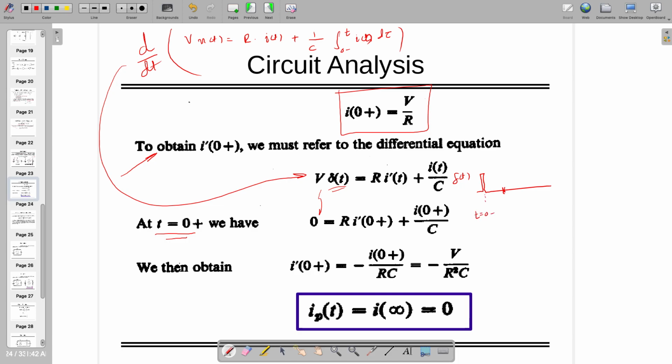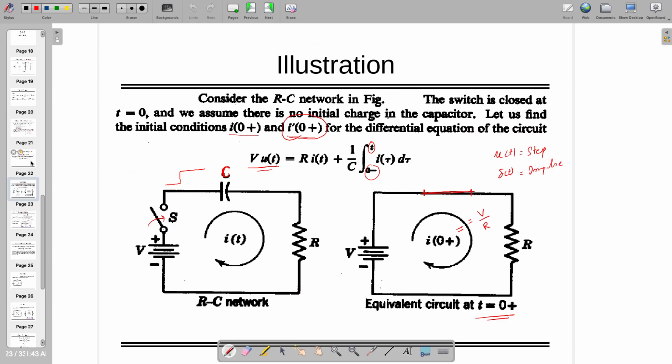at t equal to 0 minus, it's going up and coming back also, but at t equal to 0 plus, it's 0. So that is what I wrote here, 0 is equal to r I prime of 0 plus plus I 0 plus divided by c. This is already known to me. When I put that in, I get I prime 0 plus is equal to minus v by r square times c. Are you following this? Or if you want, we can solve it without looking at this. Are you following? Okay. Now the next question is the final condition, which is happening at infinity.